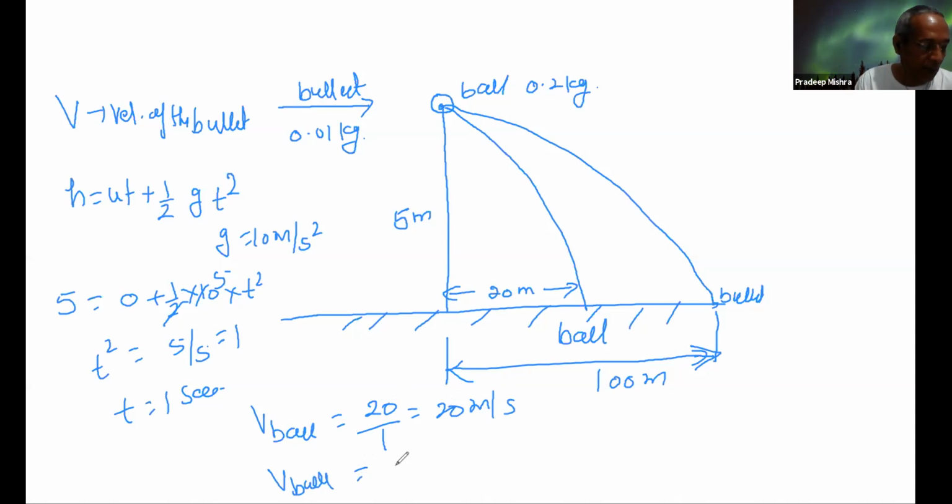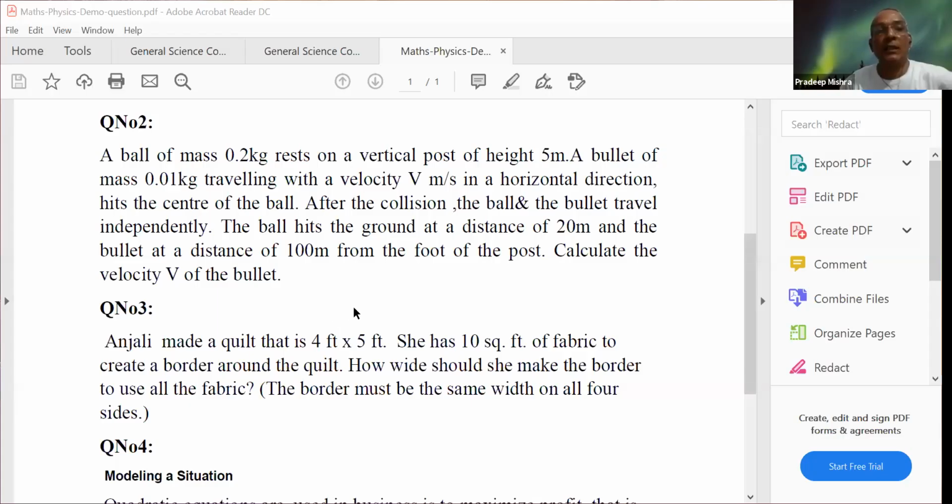Which is nothing but 100 meter upon 1, which is nothing but 100 meter per second. If I go back to the question, I'll show you what they are asking, so you will understand. They are asking: the ball hits the ground at a distance of 20 meter and the bullet at a distance of 100 meter from the foot of the post. Calculate velocity V of the bullet.